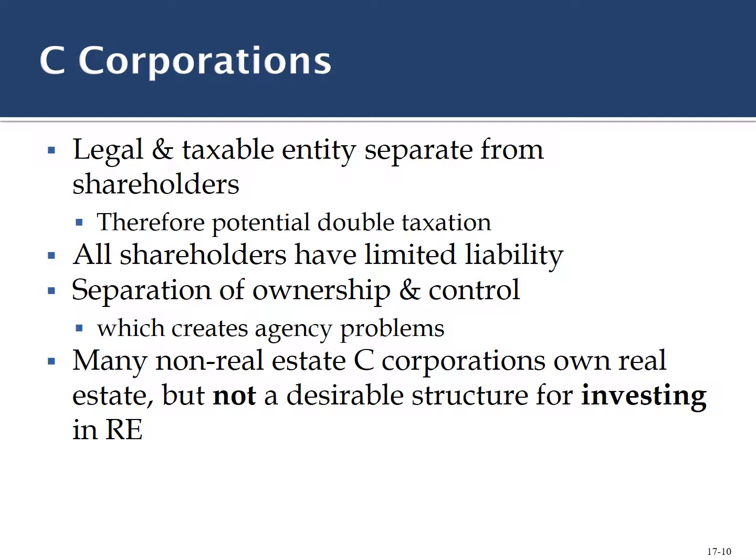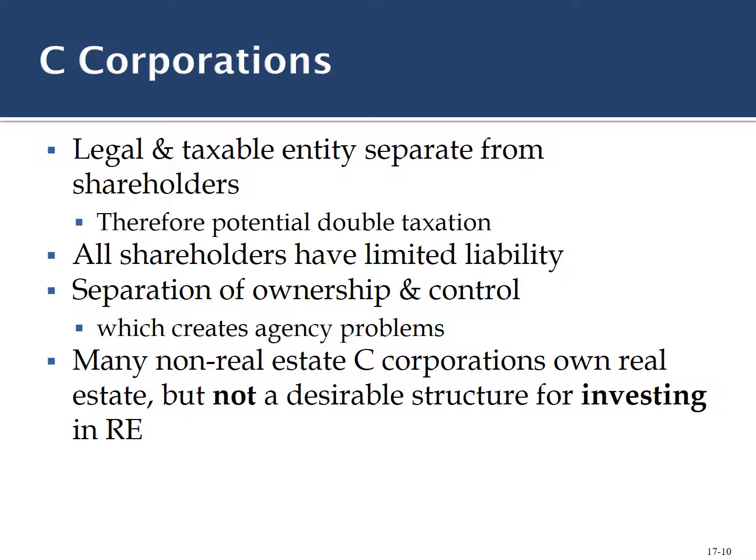C corporations are another form of business ownership, and a C corporation is how most large corporations are formed. C corporations operate as their own legal and taxable entity separate from their shareholders. C corporations can buy and hold property, they can take part in transactions, and they are taxed as any individual would be, albeit at different rates.